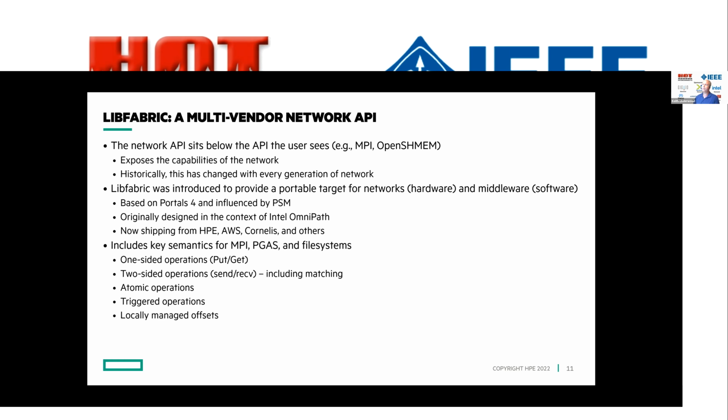One of the nice things about libfabric is that it exposes natively key semantics for things like MPI and PGAS, as well as file systems. So you'll see one-sided put and get operations, two-sided send and receive operations with matching embedded into the API. You've got atomic operations and triggered operations. And it incorporates locally managed offsets, which before this was most prominently seen in Portals. And those locally managed offsets are kind of a useful tool for building up shared queues.